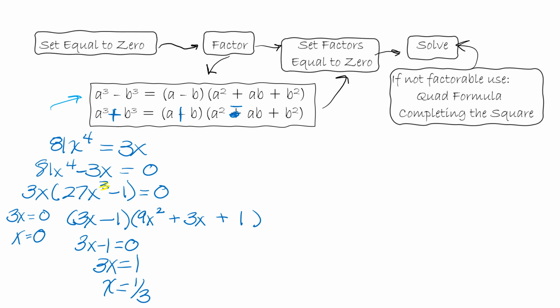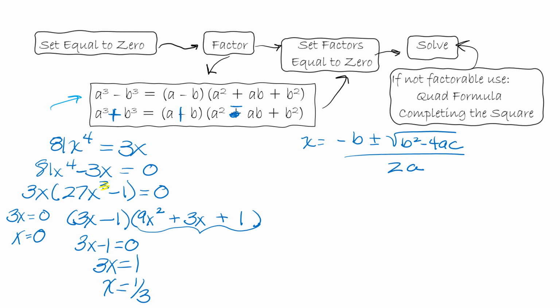When you factor perfect square trinomials, or difference of squares, or sum and difference of cubes, this trinomial can never be factored. So you have to use the quadratic formula or completing the square. Because my coefficient is 9, it's not as easy to complete the square as it is to use the quadratic formula. So the quadratic formula is x equals negative b plus or minus the square root of b squared minus 4ac, all over 2a.